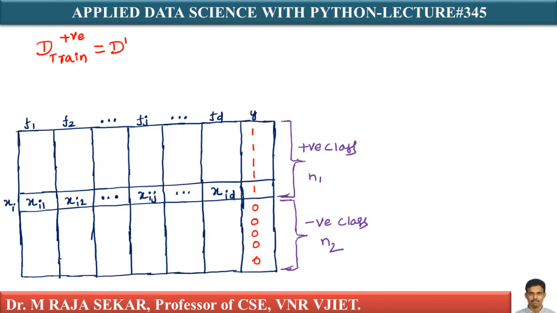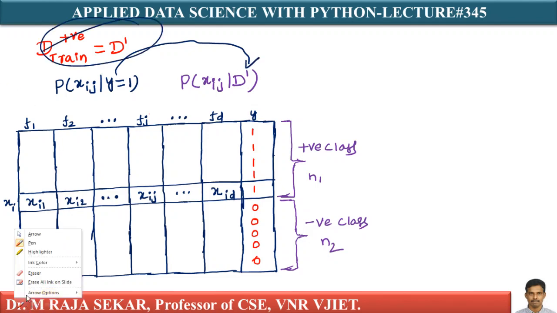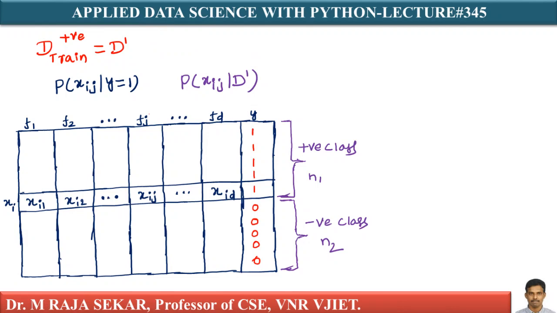Now among my D dash, what do I have to do? What is the meaning of probability of xij given y equal to 1? Y equal to 1 corresponds to positive label data. What is my positive label data? We are assuming it as D dash. So probability of xij given y equal to 1 means probability of xij given D dash. Y equal to 1 means it's D dash.